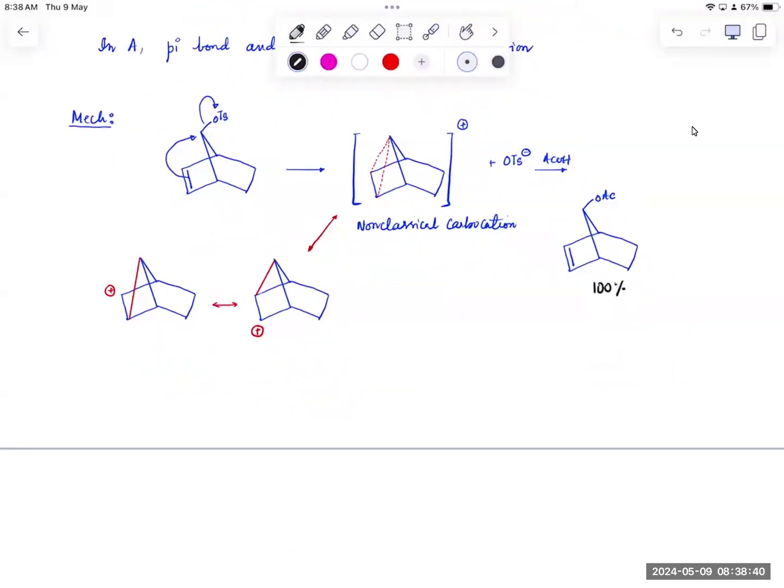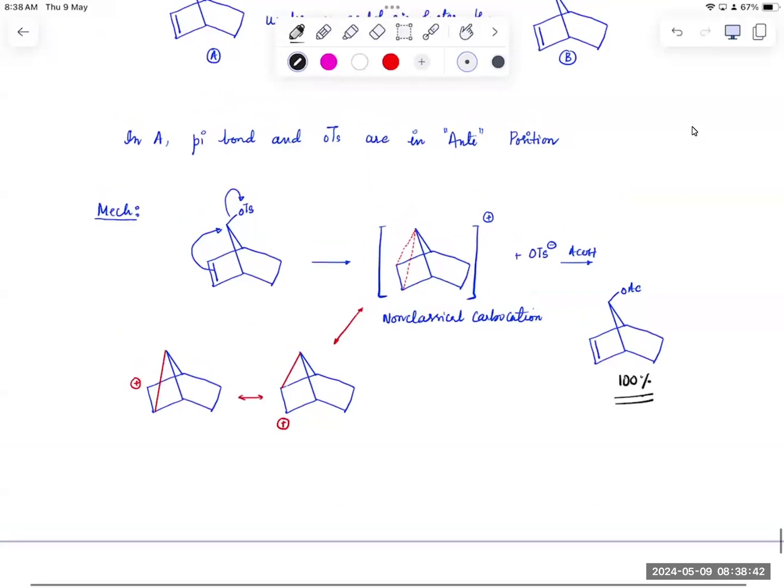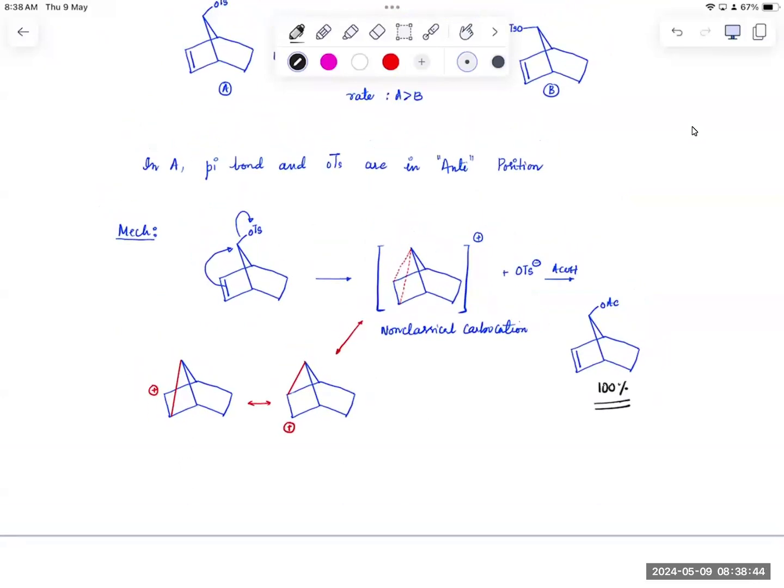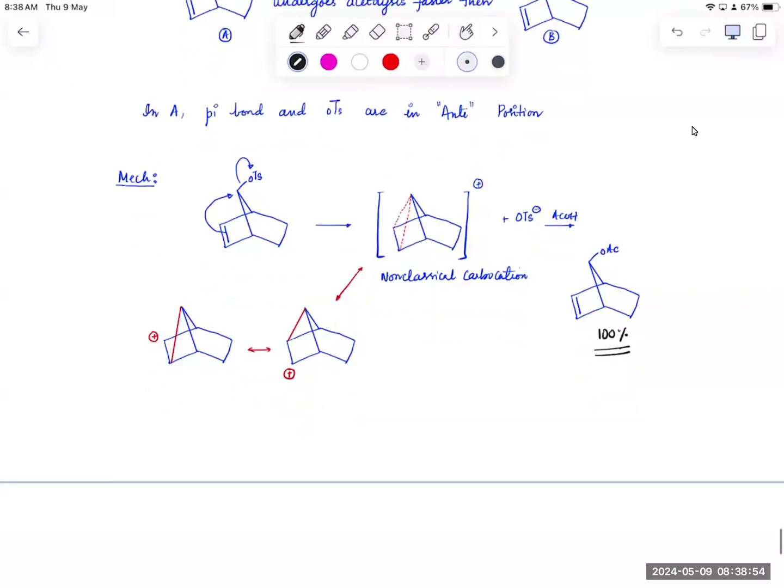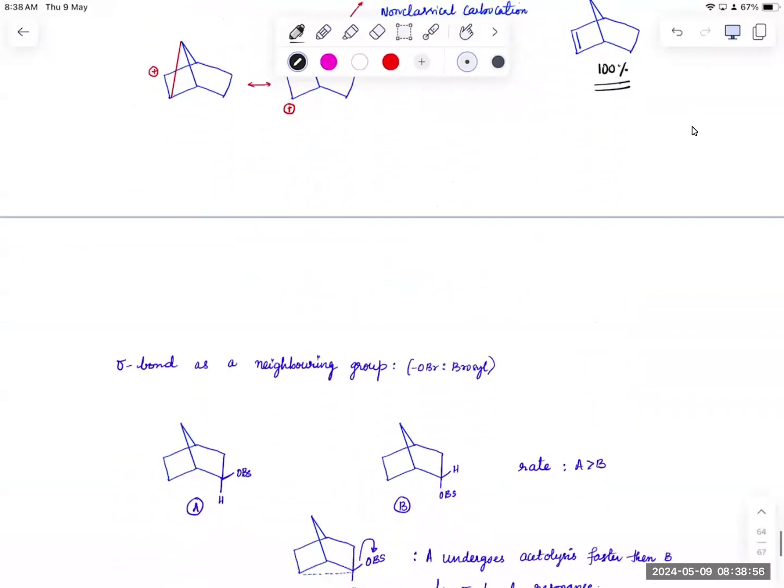And I told you that in case of cyclic structures, the rate of SN-NGP is very high, 10 raised to the power of 5 times greater. So A is almost 10 raised to the power of 5 times greater than that of B. Clear on it, everybody? Check out the next one.